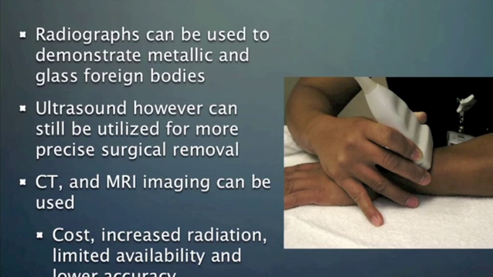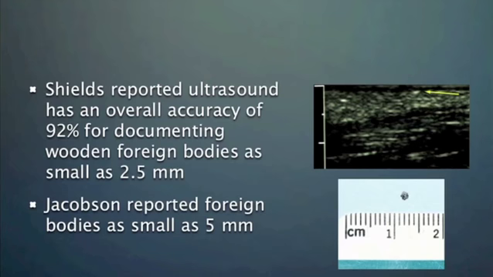Now, CT and MRI can also both be used. However, we're talking about cost, and in the case of CT, the unnecessary radiation, and in the case of MRI, sometimes not always available, and actually they have lower accuracy in doing the actual surgical removal part. Well, what about ultrasound? Shields reported that ultrasound has an overall accuracy of 92% for documenting wooden foreign bodies as small as 2.5 millimeters. Jacobson looked at foreign bodies as small as 5 millimeters. So even in these very small structures, they can be seen on ultrasound.